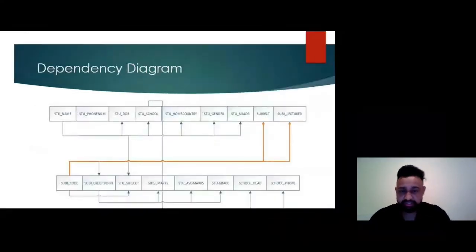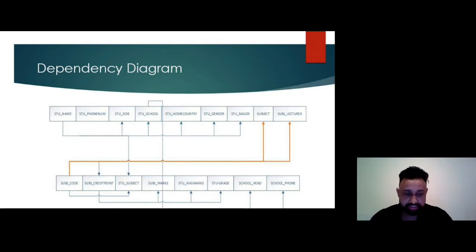So first of all, I would like to describe my dependency diagram. Student name is the primary key in the given table, and student details depend upon the primary key. So there is functional dependency between the key attribute and the attributes which are student details, like student date of birth, student home country, student subject, and other ones mentioned in the blue colored arrows. Here they are. And subject is determined by the subject code, and subject lecturer is determined by the subject, which are non-key attributes. So the dependency is called transitive dependency.